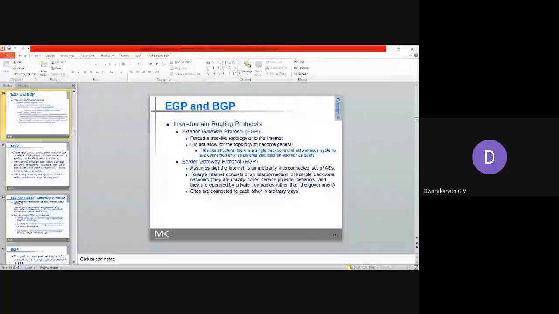In a tree-like structure, there is a single backbone and autonomous systems are connected only as parents and children, not as peers. So this is how the Exterior Gateway Protocol works: one grandfather will be there, and then a backbone will be there. From that backbone, everything will be treated as parents and children. So it will come to the sub level.